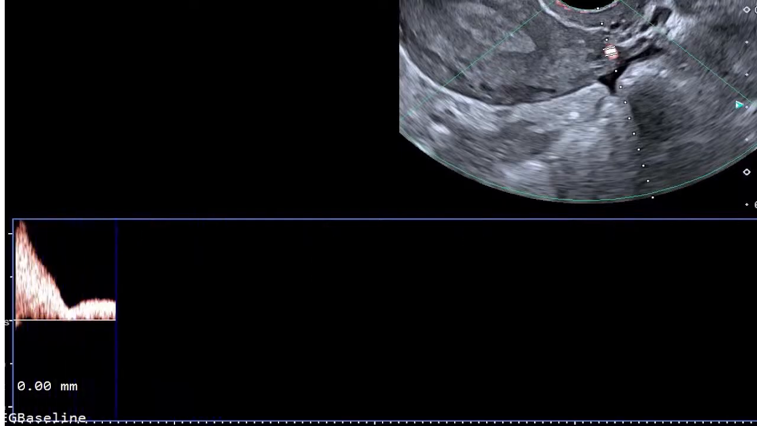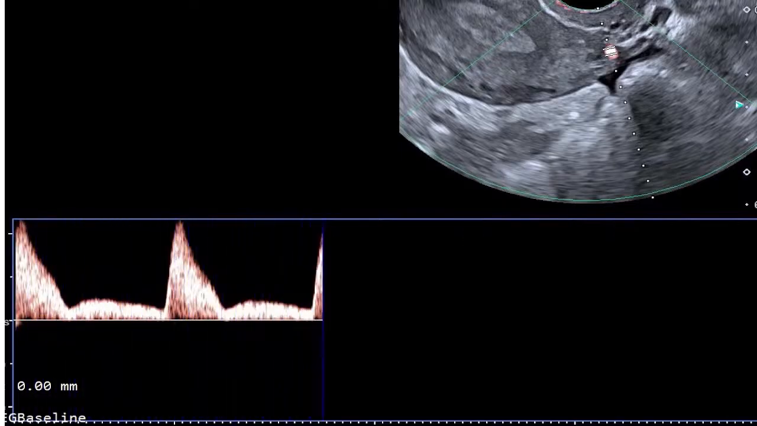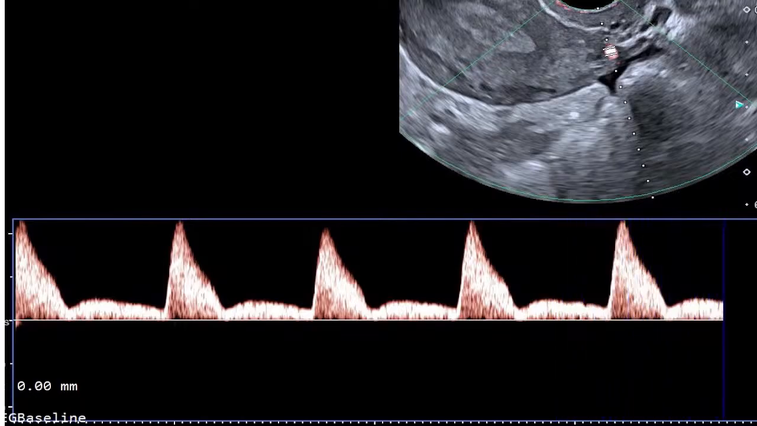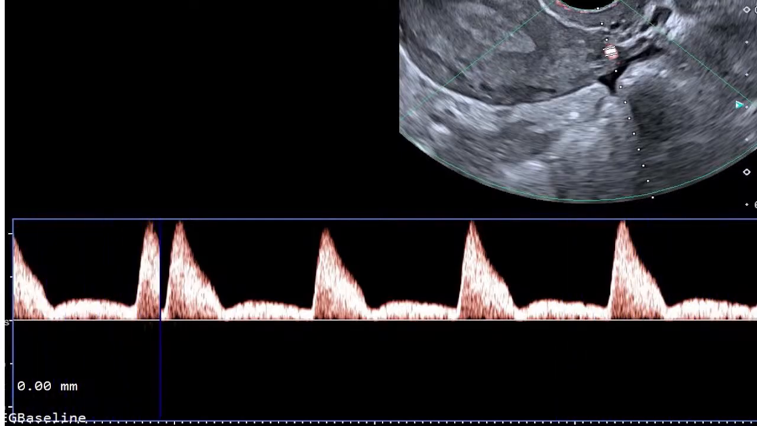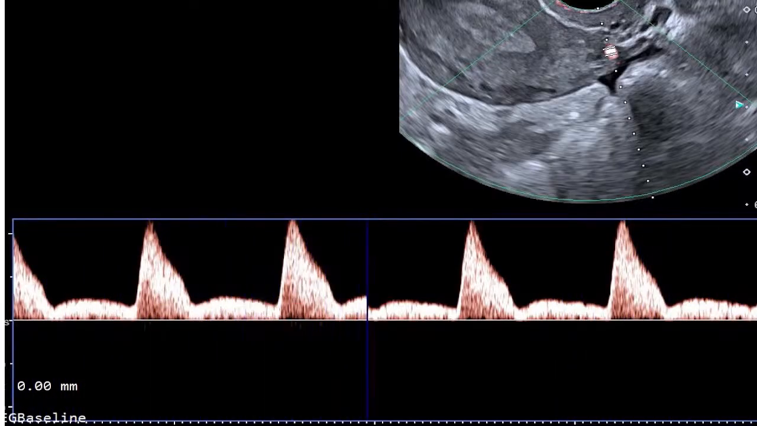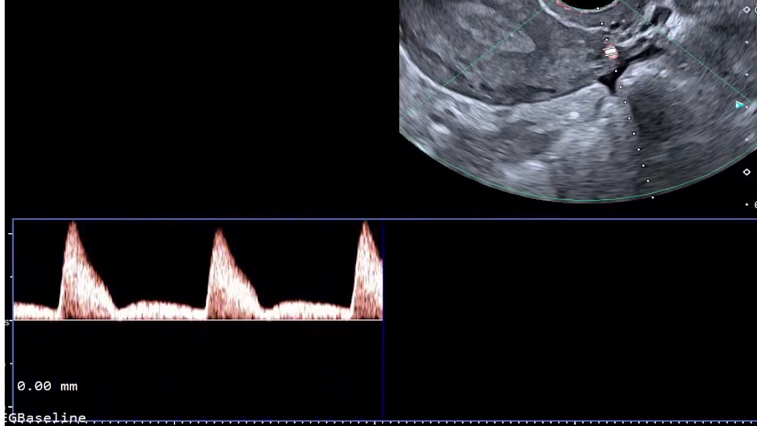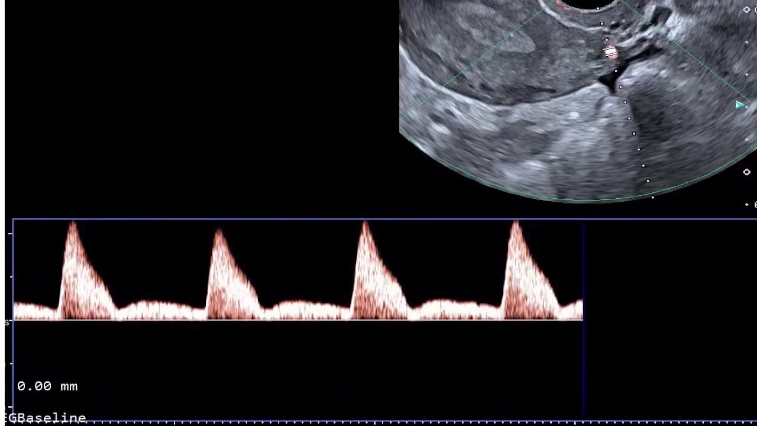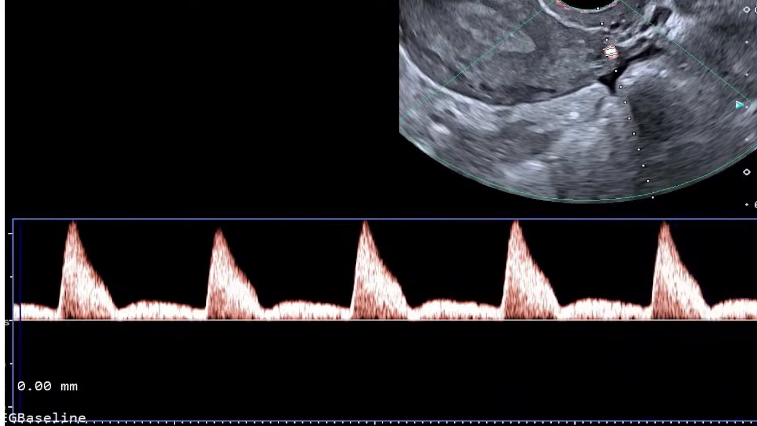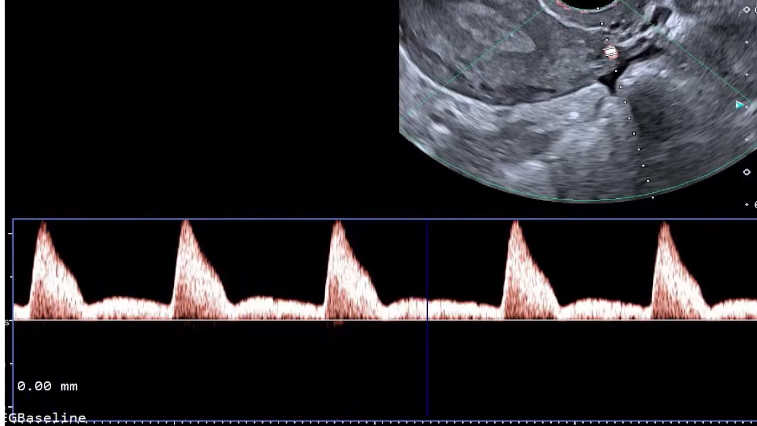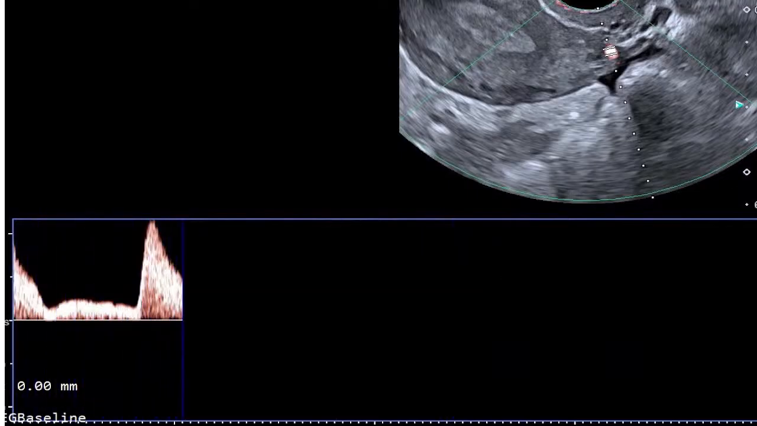So I'm going to just show you how a non-pregnant uterus, uterine artery Doppler appears, because this one is going to build on the next topic which we are going to discuss: how to assess the uterine artery to assess for infertility.